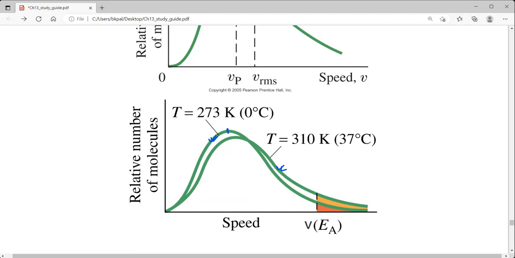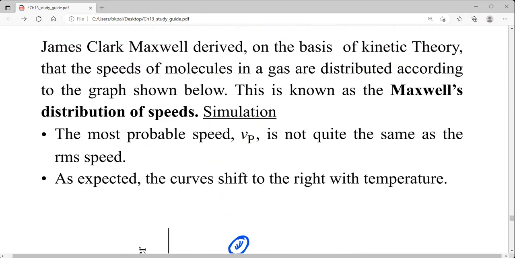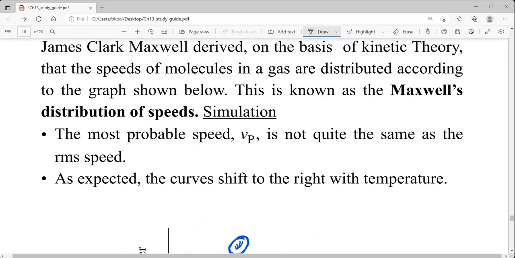So for this one, this is the most probable speed, and for this one, this is the most probable speed. The RMS speed will of course be different, and it will be somewhere here for this one and here for this one. I have a simulation. You can also see it from the simulation. Let's see what it is.